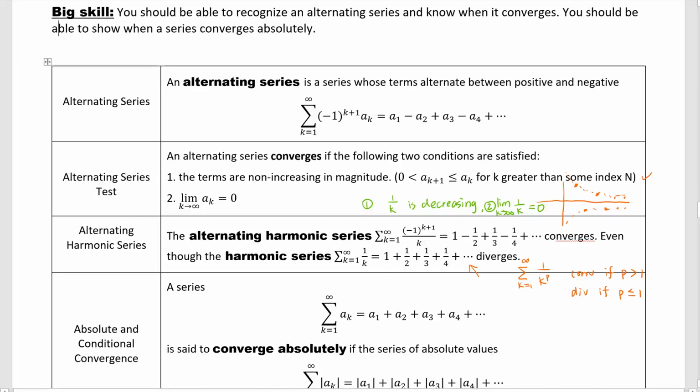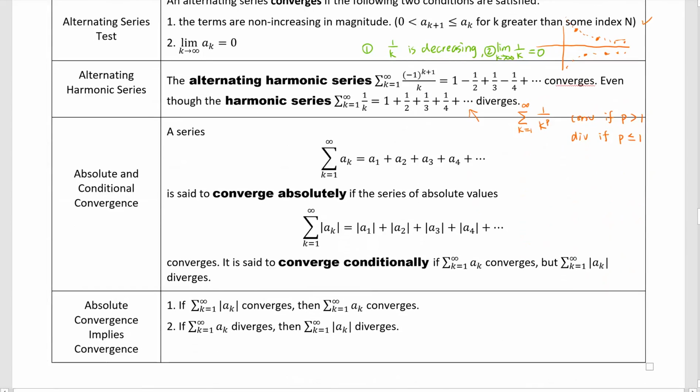Next we're going to talk about a very powerful theorem and definitions. A series sum of a sub k is said to converge absolutely if the series of the absolute values converges. It is said to converge conditionally if the series converges, but the series of the absolute values of the terms diverges.